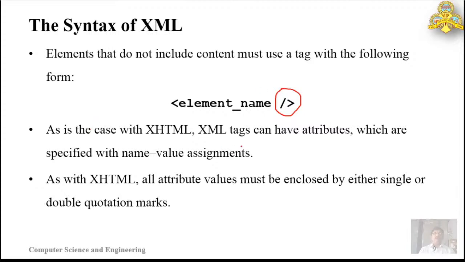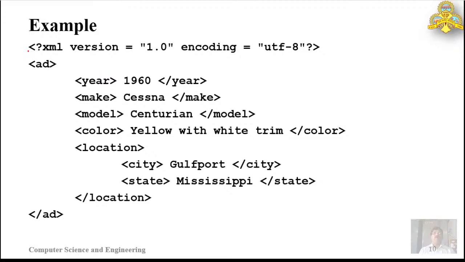And XML tags can have attributes, which are provided similar to name and value assignments. As with XML, XHTML or HTML, all attributes must be enclosed by either single or double quotation marks. For example, observe here, this is the example file.